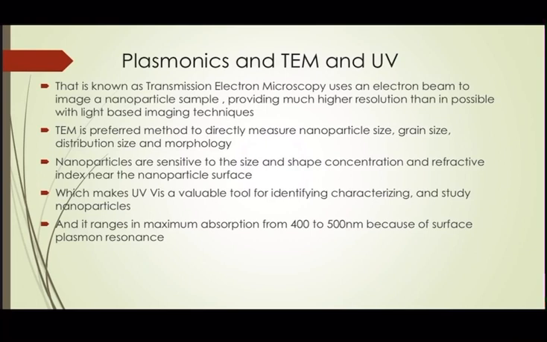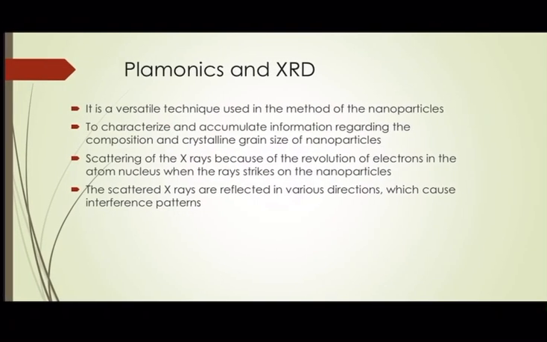Second is TEM, the preferred method to directly measure nanoparticle size, grain size, size distribution, and morphology. Nanoparticles are sensitive to their size, shape, concentration, and the refractive index near the nanoparticle surface, which makes ultraviolet-visible spectroscopy a valuable tool for identifying, characterizing, and studying nanoparticles. The maximum absorption ranges from 400 nanometers to 500 nanometers because of the surface plasmon resonance.